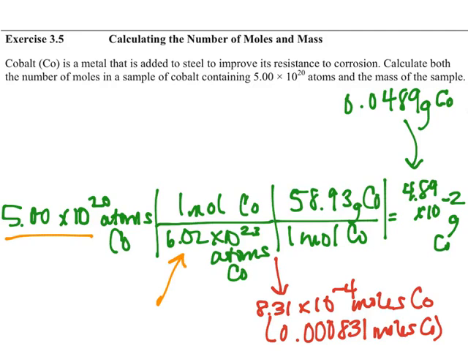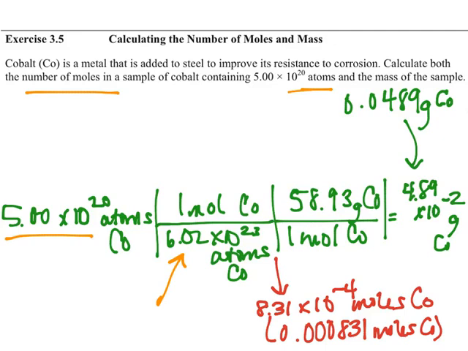We're going to use Avogadro's number on the bottom because, again, that's our number of particles, and atoms are particles. My moles is going to be on the top, and again, every time I use Avogadro's number, it's per 1 mole. So it asks me to find both the number of moles and the atoms in the sample, and so my number of moles would be what I would get after this first step. And so that's going to be 8.31 times 10 to the negative 4 moles of cobalt. If it's not showing up in scientific notation on your calculator, it would be 0.00831 moles of cobalt.